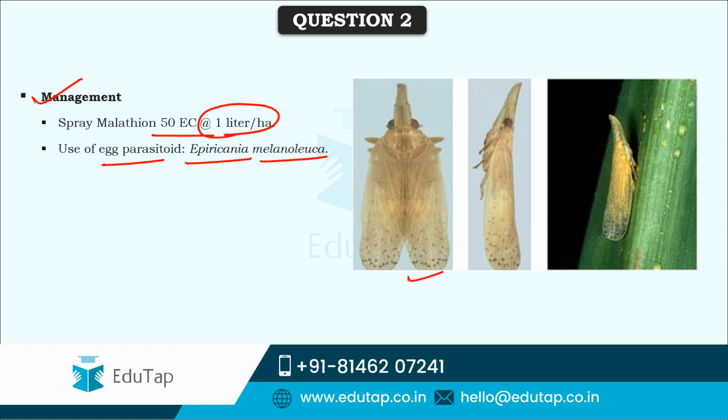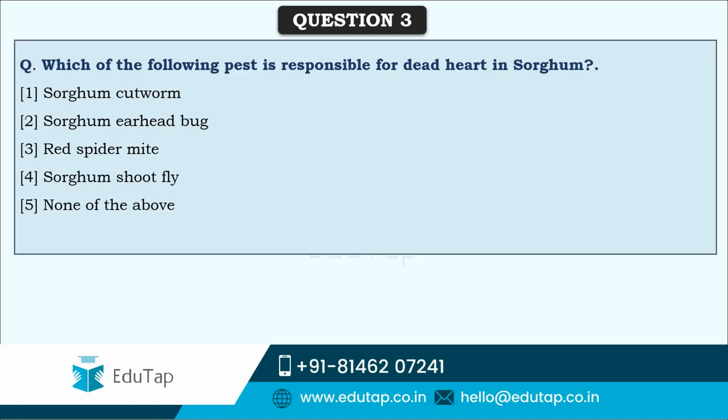And as you can see, this is the sugarcane hopper. This is the side view and this is the front view. So friends, here comes the next question.